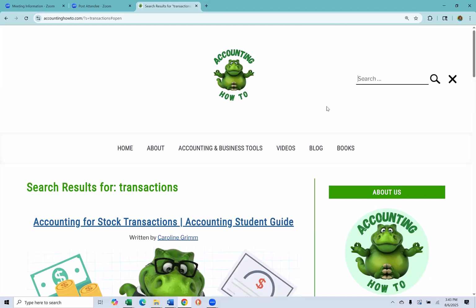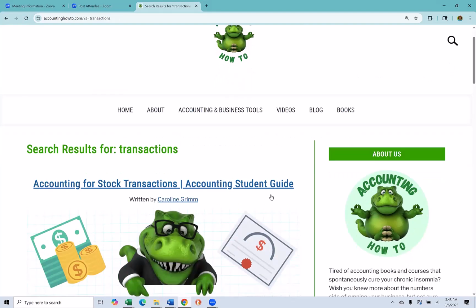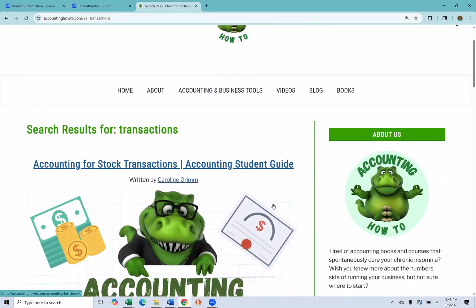So let's jump up to the search bar. We're going to put in transactions. What this is going to do is bring up a bunch of different resources that show you step by step how to do stuff in your homework. What do you think of that? So, accounting for stock transactions. Anytime you see accounting student guide, it means it's more in depth and it tells you step by step how to do stuff, which is really helpful.